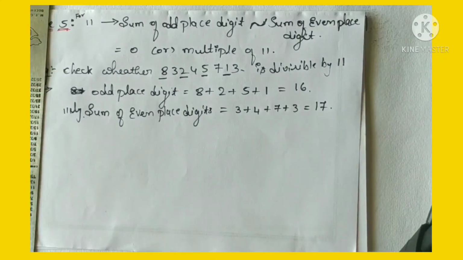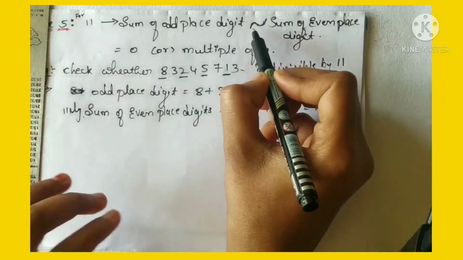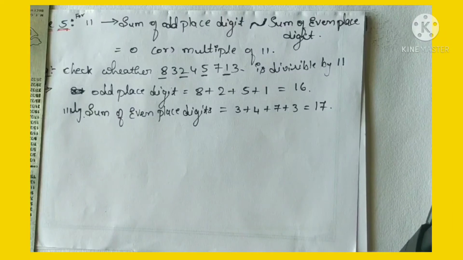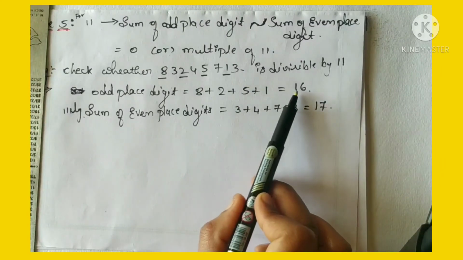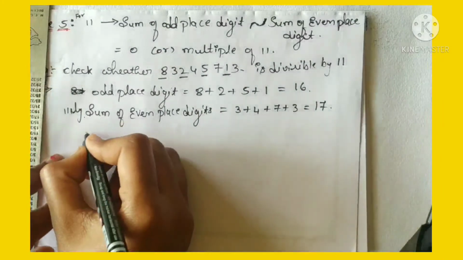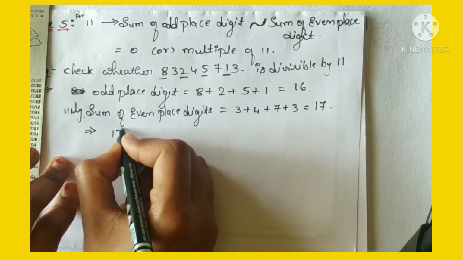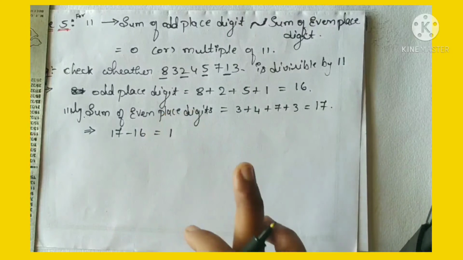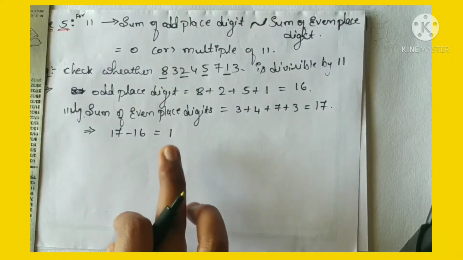Now we have to take the difference, because the symbol here represents the difference. Difference means we have to subtract the smallest number from the biggest number. Here the smallest number is 16 and the biggest number is 17. So we subtract the smallest from the biggest: 17 minus 16 equals 1. Now we get the result as 1.